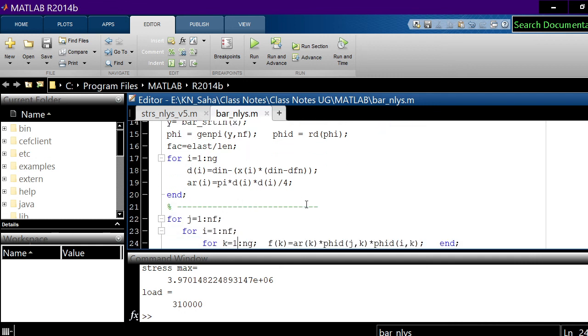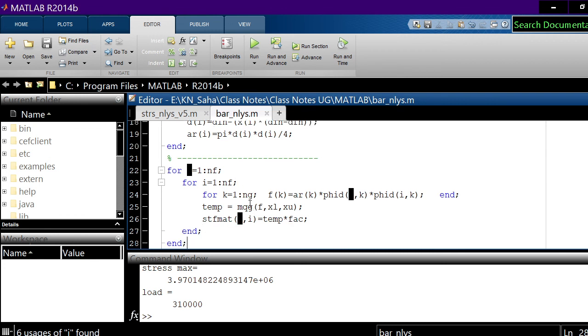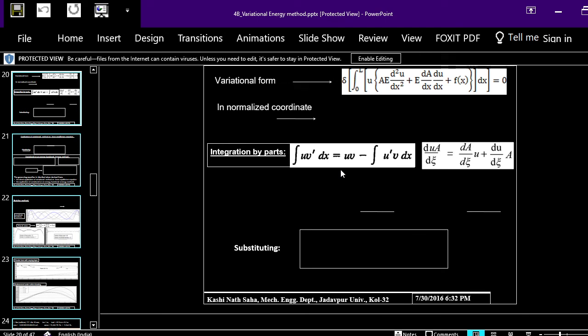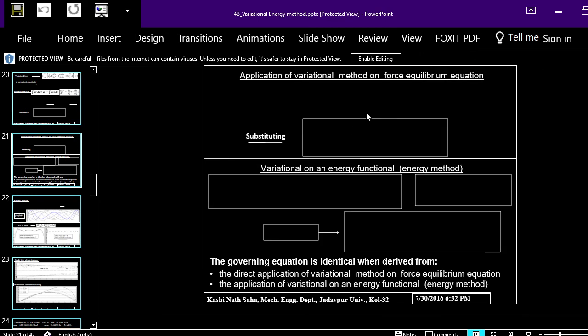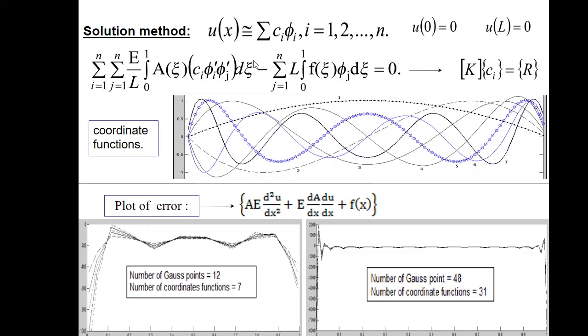This part is done. Then this is generation of stiffness matrix. Okay. So you see, this is area phi prime, phi I prime, phi j prime. It is also there like this. After substituting, area phi I prime, phi j prime. Clear?